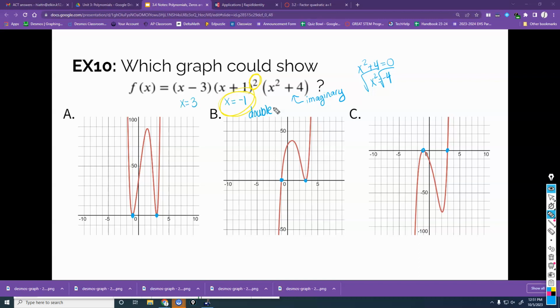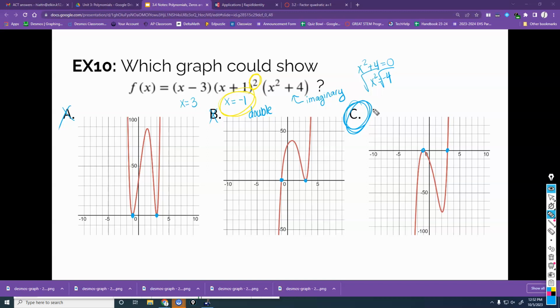And what does it look like on the graph if we have a double root? It bounces off of that x-axis. It just goes down, touches it, and goes right back. So for A, both of these are double roots. Is that one correct? No, because they're both double roots. For B, right here is my double root. That's at 3. Is that the one that's supposed to be a double root? No, it's not B. For C, I've got negative 1. That's a double root. 3 is a single root. So C is the only one it could be for this particular graph.